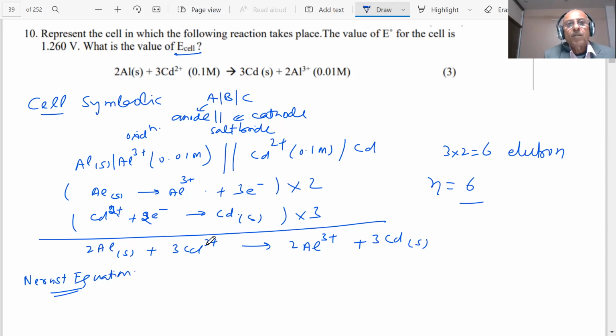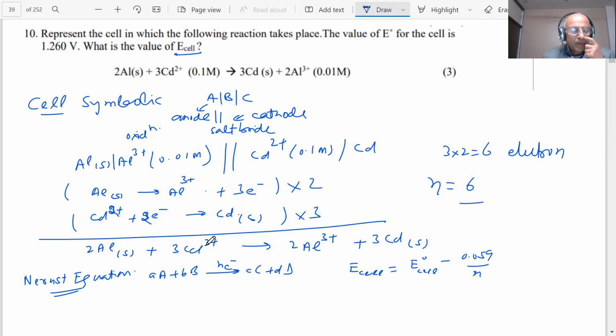The standard electrode potential values are at unity concentration. When the concentrations or temperature are changed, then we use the Nernst equation. For a general reaction, aA plus bB gives cC plus dD, and n is the number of electrons involved. Then E cell is equal to E naught cell minus 0.059 by n.